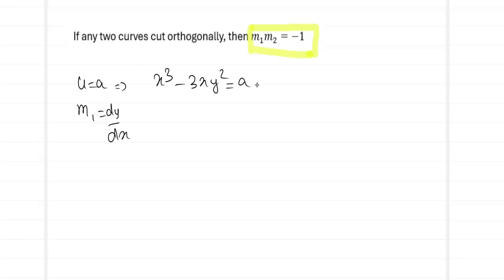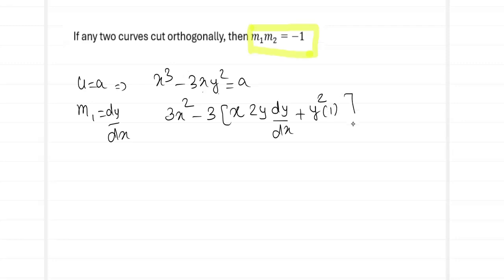So differentiating this equation with respect to x, then what we have is x cube on differentiation is 3x square minus 3 into, now x, y, both of them are variable. Keep your x as such. Y square on differentiation is 2y dy by dx, plus keep your y square as such. X on differentiation with respect to x gives you 1. And this equal to a will now become equal to 0, a constant on differentiation.